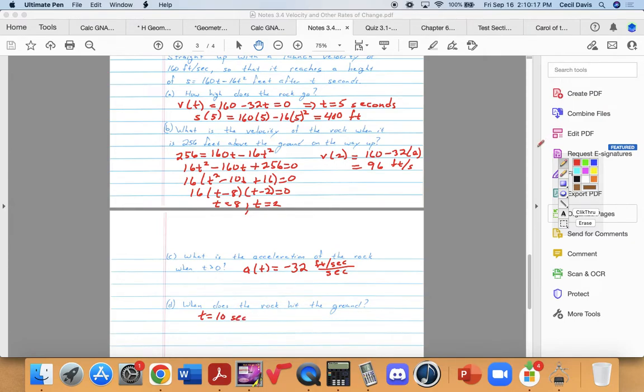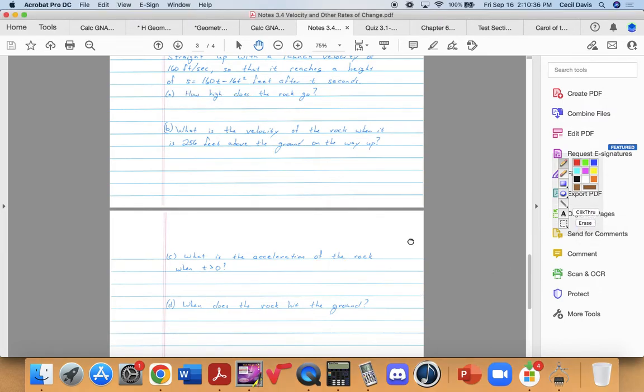Where did the 32 come from? I took the derivative. Sorry, I didn't show it. I took the derivative of the velocity function. Cool? Okay, I think that's it.